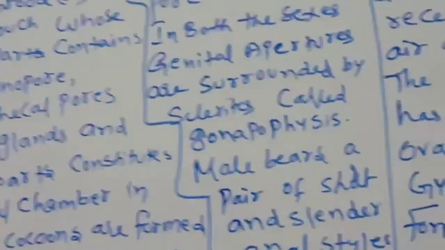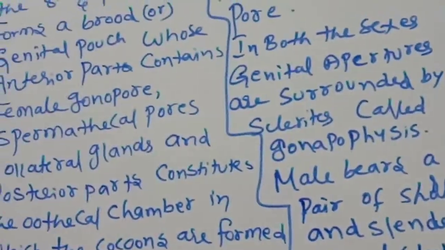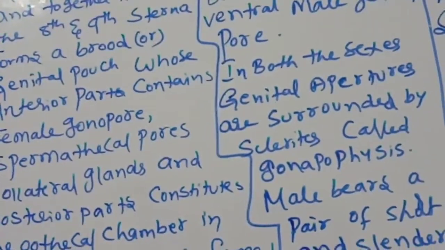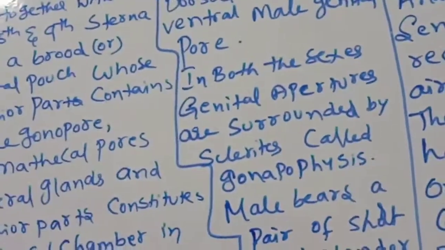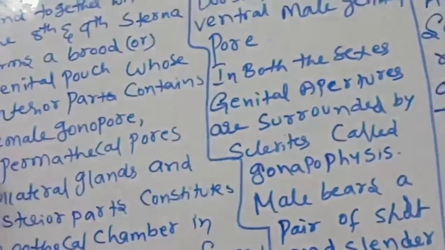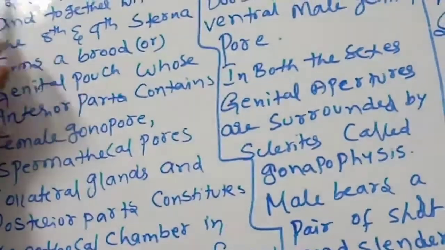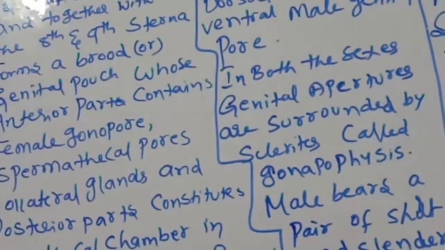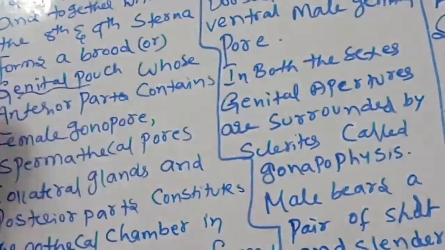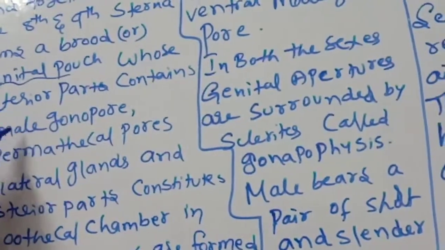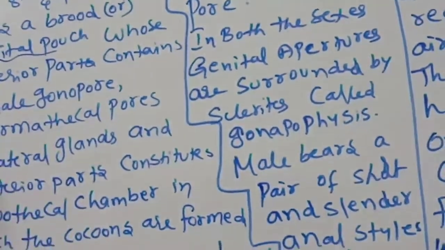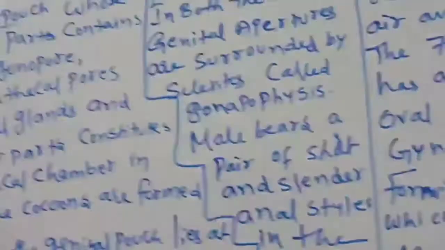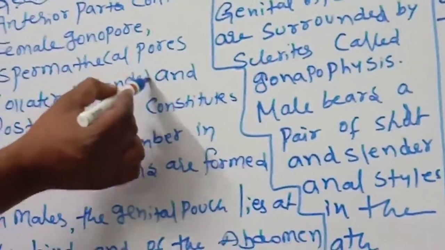Okay children, Periplaneta americana. In females, the seventh sternum is boat-shaped and together with the eighth and ninth sternum forms a brood or genital pouch, whose anterior parts contain the female gonopore, spermathecal pores, and collateral glands. Okay, up to here you should remember.